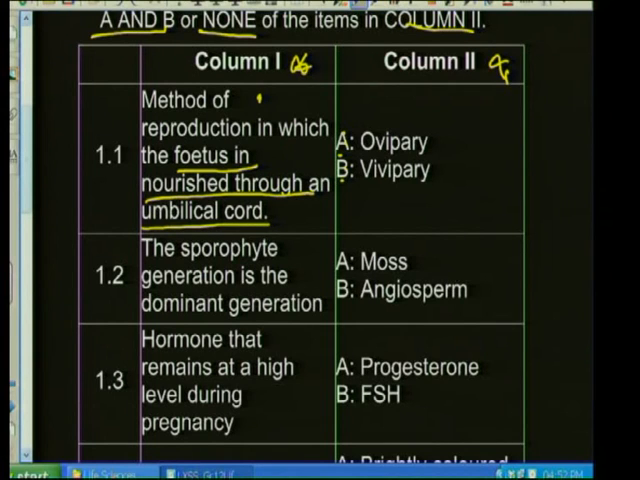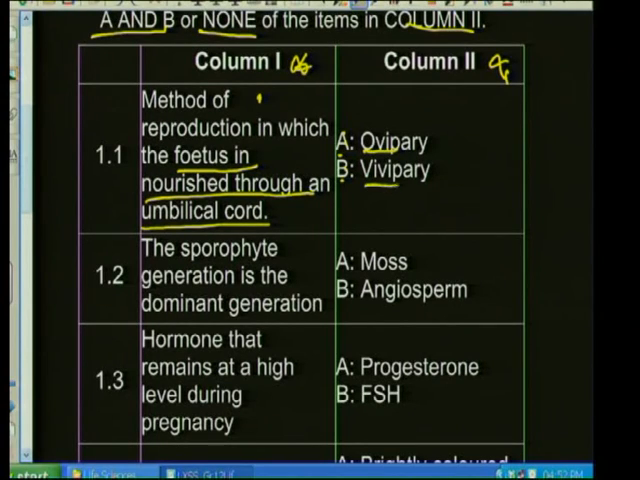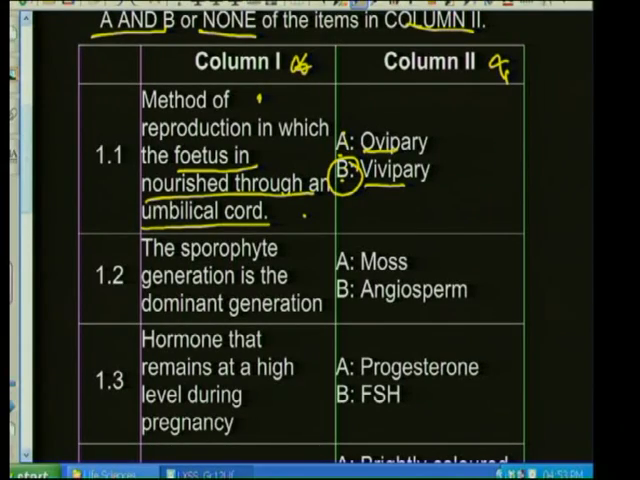And this is talking to the section on reproduction strategies in different organisms. The two words they give you are ovipary or vivipary. So where the fetus is nourished through an umbilical cord means that the fetus is inside the mother's body, and the mother is assisting with the nourishment of this fetus, and the fetus will be born alive. Not going to hatch, it's going to be born alive. And that one is only B, vivipary.